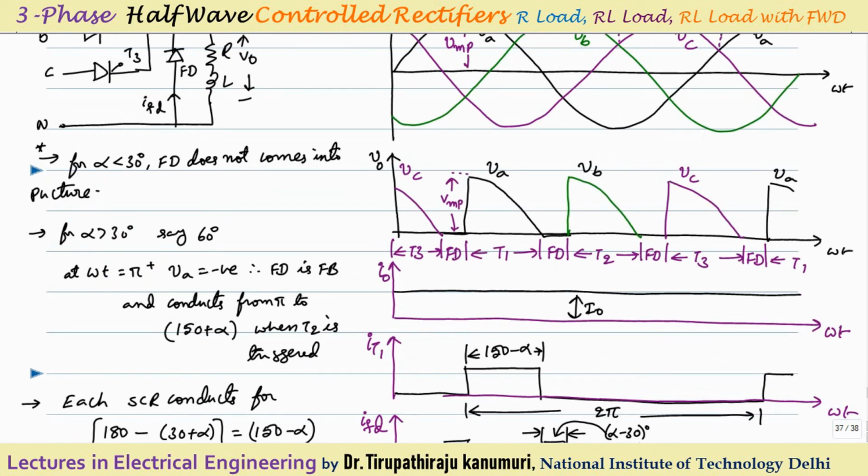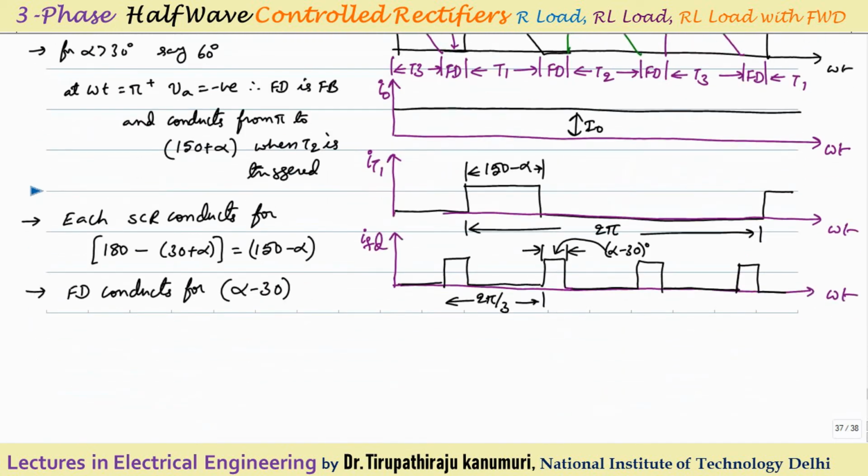At omega t equal to pi plus, that means 180 degrees plus, this is the pi, right? Since VA has reached 0 and is going negative, the freewheeling diode is forward biased and conducts from pi to 150 plus alpha, that means the instant when thyristor T2 is triggered. Getting it? Each SCR conducts up to only 180 degrees. So thyristor T1 is fired at an instant of 30 plus alpha, so 180 minus 30 plus alpha.